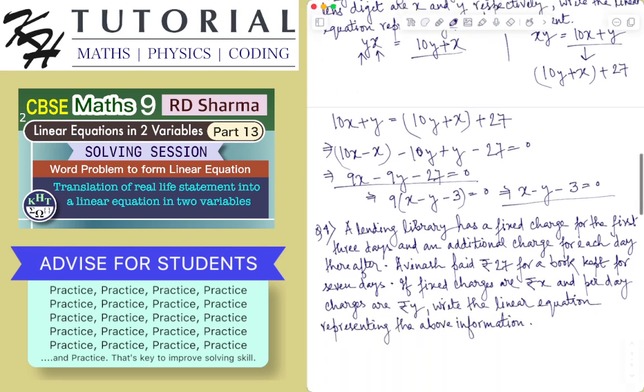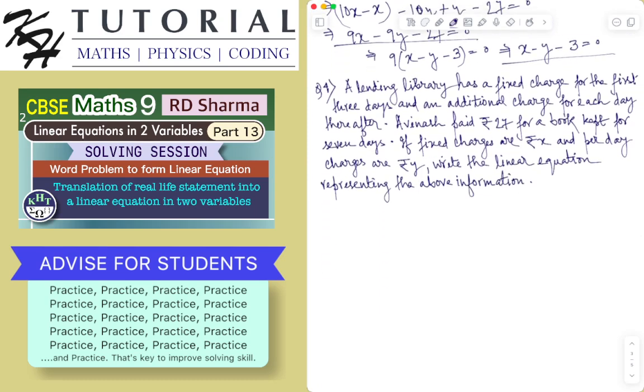Okay, let's see the next problem. Question number 4. A lending library has a fixed charge for the first 3 days and an additional charge for each day thereafter. Avinash paid rupees 27 for a book kept for 7 days. If fixed charges are rupees X, and per day charges are rupees Y, write the linear equation representing the above information.